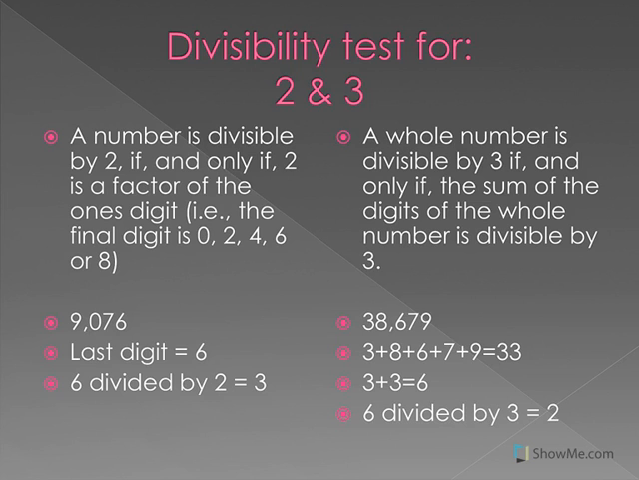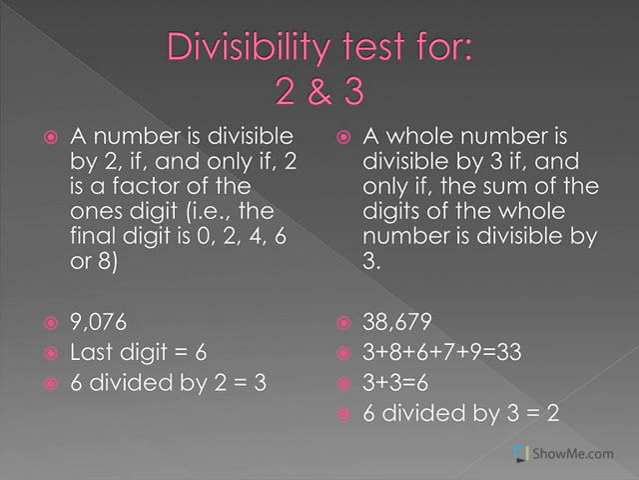9076 shows the last digit, or the digit in the ones place, is 6. That number is divisible by 2. Therefore, that's the divisibility test for 2. For 3, a whole number is divisible by 3 if and only if the sum of the digits of the whole number is divisible by 3.